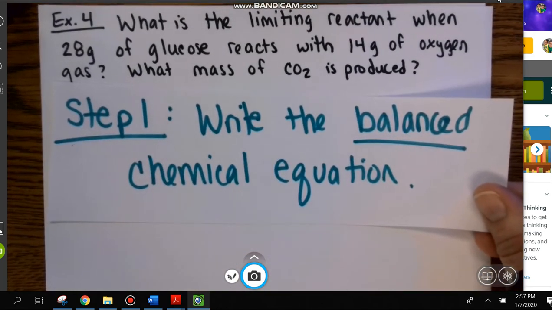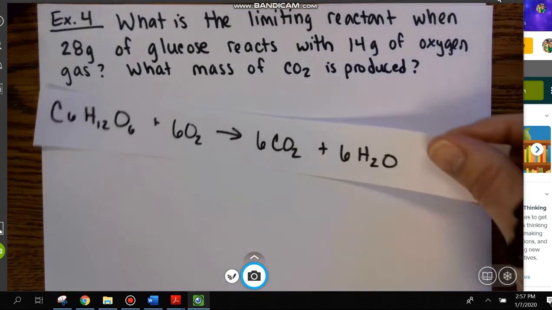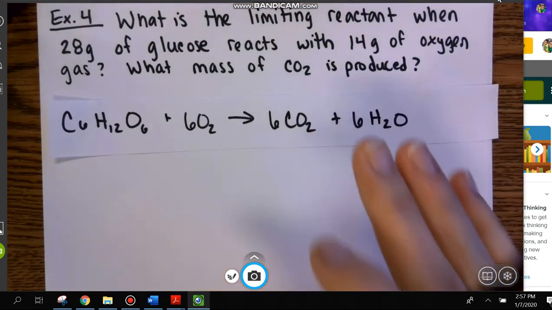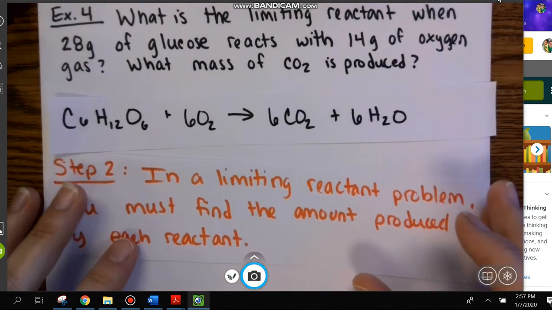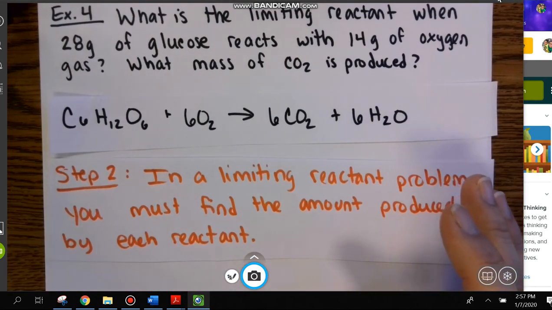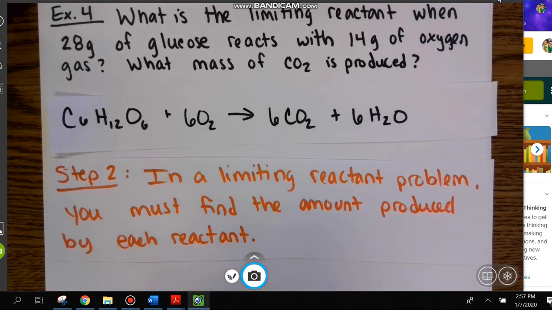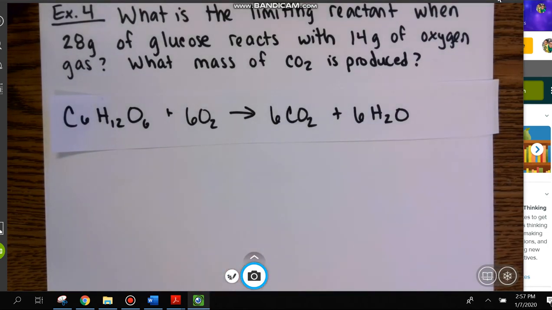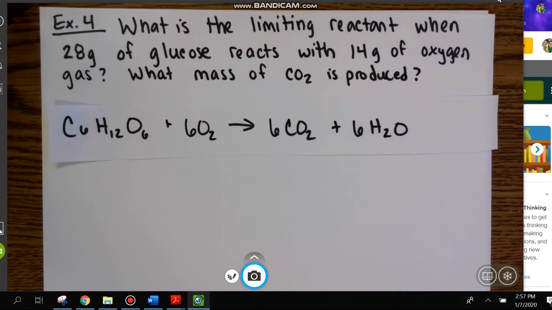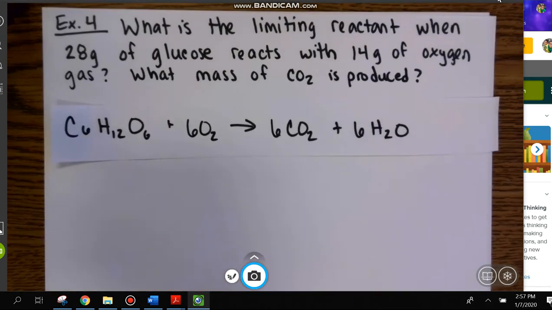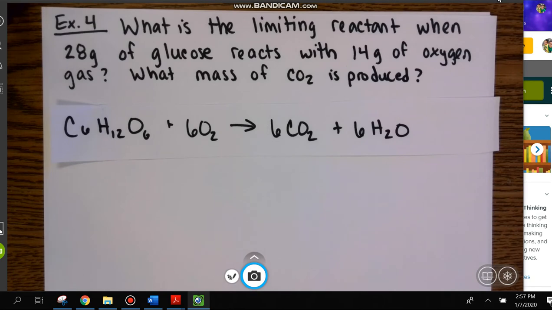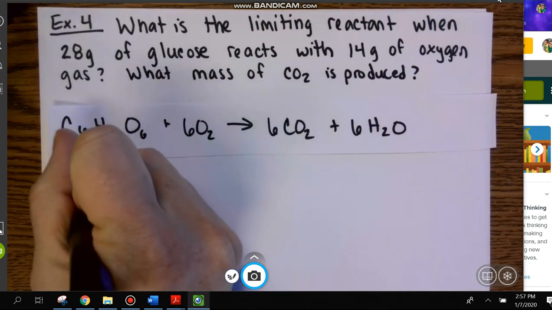Again, step 1 is to write the balanced chemical equation, and we have that right here. Step 2, in a limiting reactant problem, you must first find the amount produced by each reactant. So that's the first thing we're going to do here. We're first going to find how much CO2 is produced when we have 28 grams of glucose.